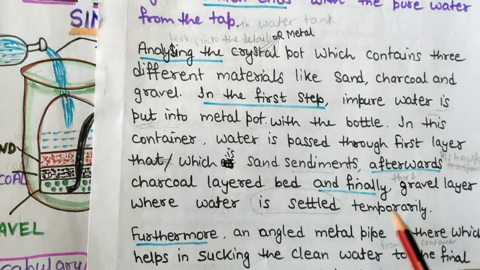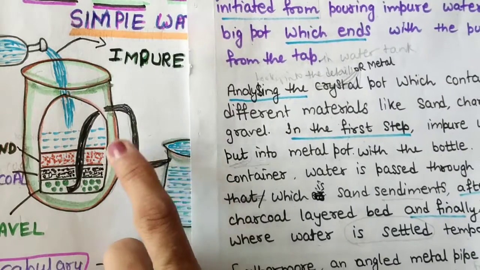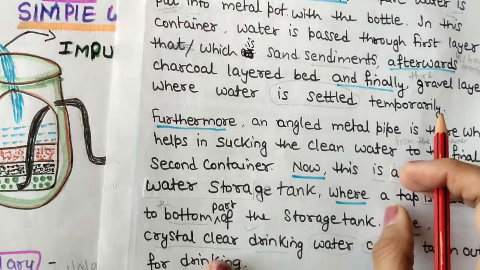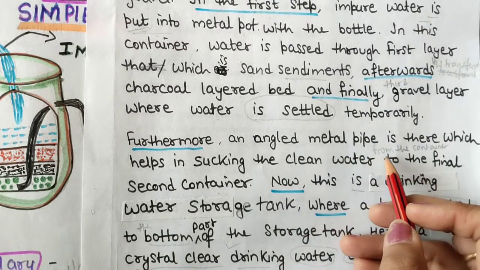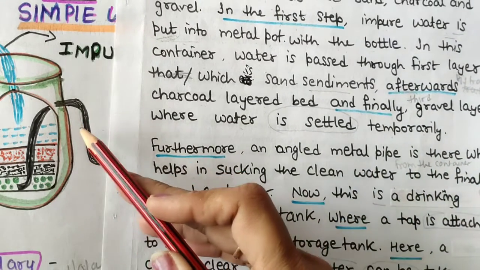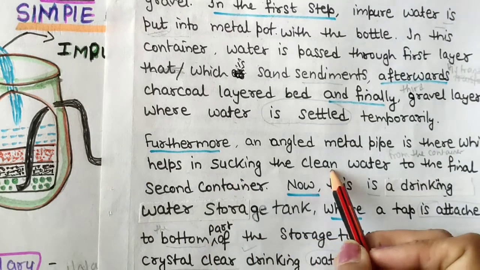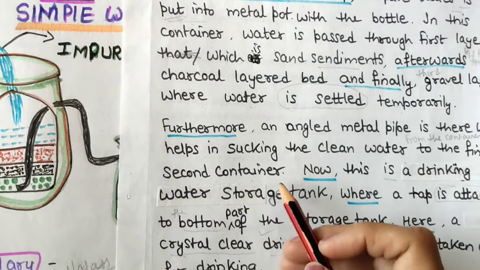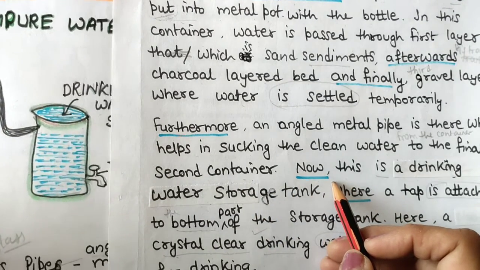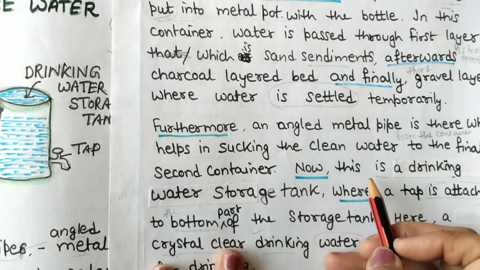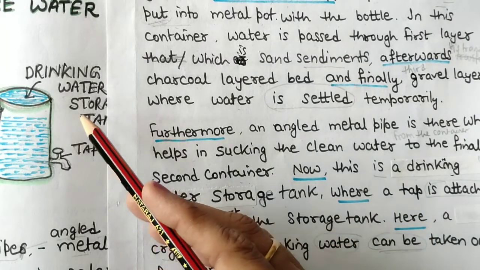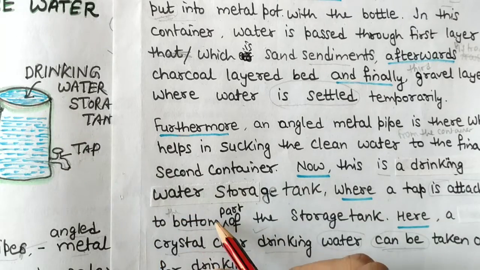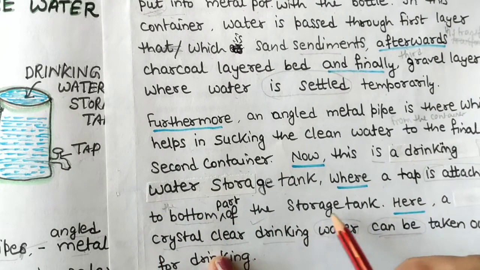Water is settled temporarily. Now furthermore, how the pipe will be used. Furthermore, an angled pipe is there, so this is the angled pipe. It helps in sucking the clean water to the final second container. Now I will be showing it to you. This is the drinking water storage tank. They have given a drinking water storage tank where a tap is attached to the bottom part of the storage tank.